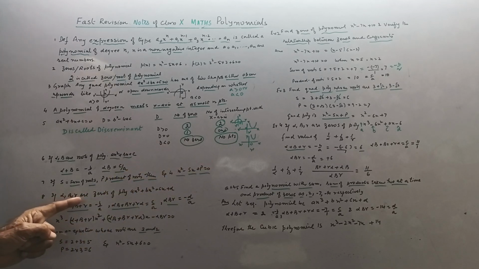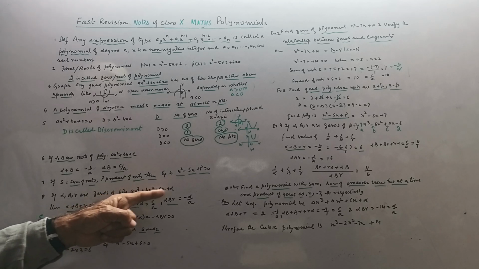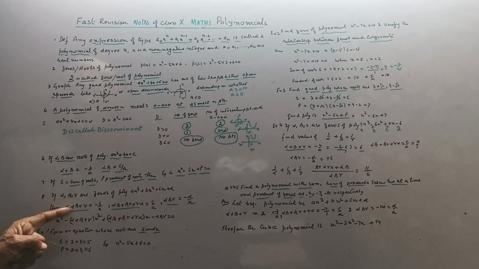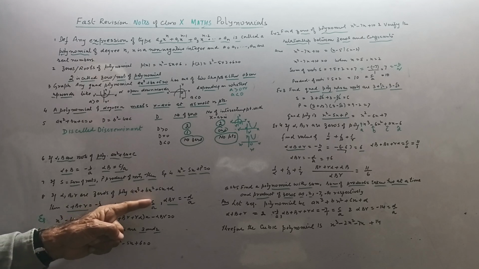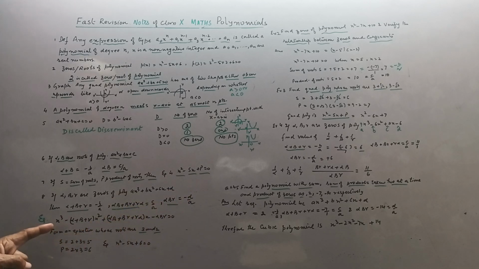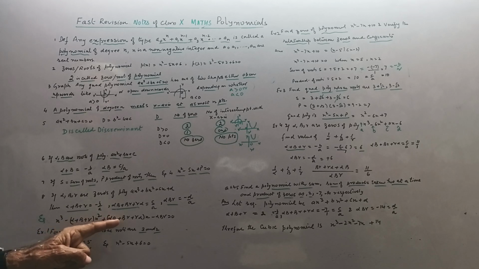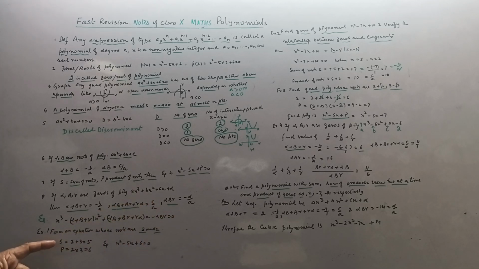If alpha, beta, gamma are zeros of polynomial ax cube plus bx square plus cx plus d, then alpha plus beta plus gamma is equal to minus b over a, alpha beta plus beta gamma plus gamma alpha is equal to c by a, alpha beta gamma is equal to minus d by a. So equation is x cube minus (alpha plus beta plus gamma) x square plus (alpha beta plus beta gamma plus gamma alpha) x minus alpha beta gamma equal to 0.